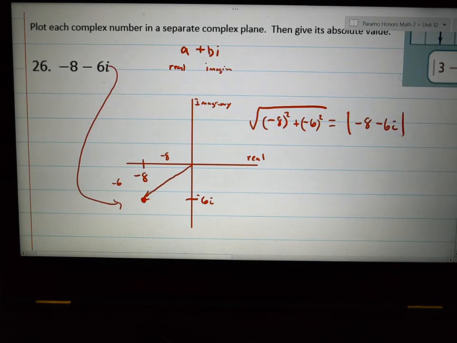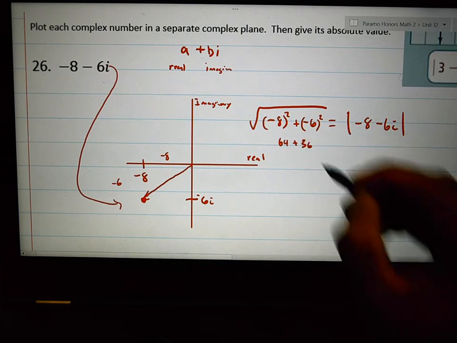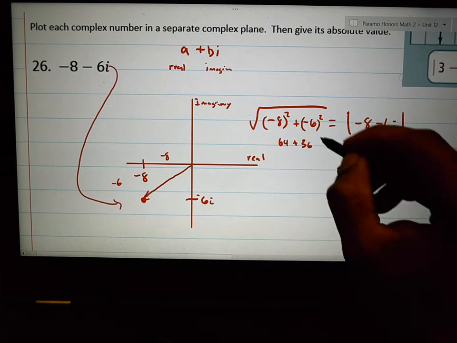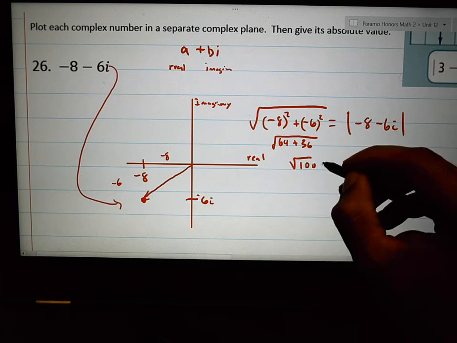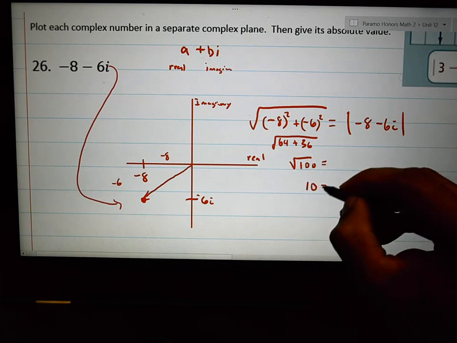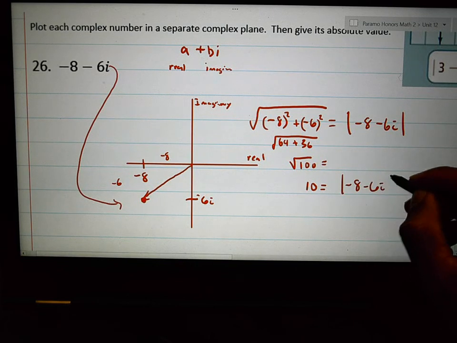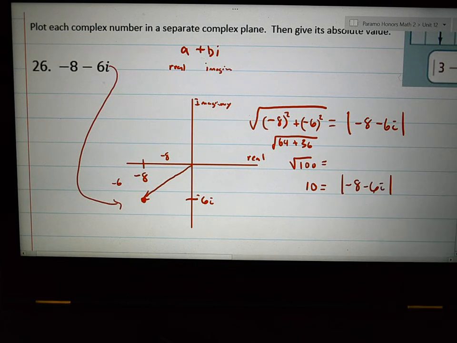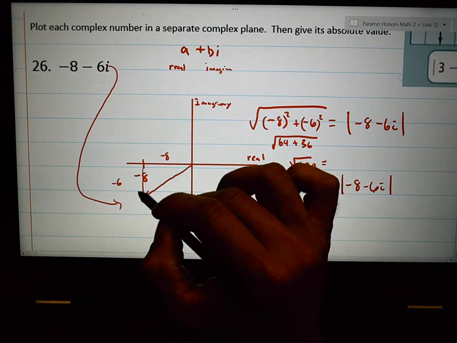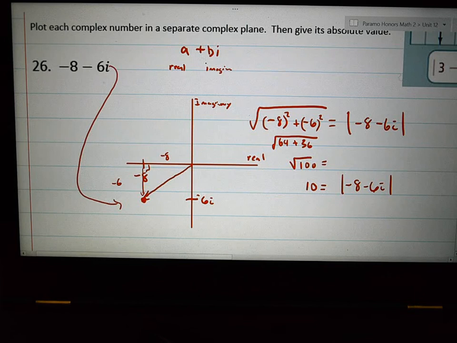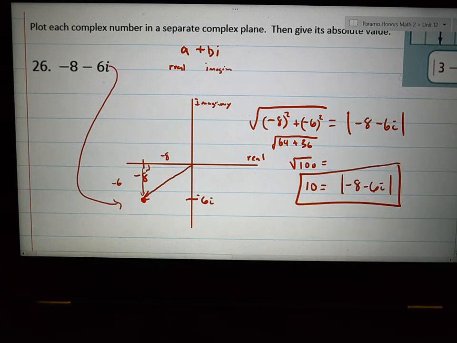I know what negative 8 squared is, 64. I know what negative 6 squared is, 36. I know that is the same thing as the square root of 100, and so the absolute value of this whole thing is the same thing as 10. It's the distance, which makes sense because 6, 8, 10 is a Pythagorean triple. Let me put a box around that. We'll stop the recording right here.